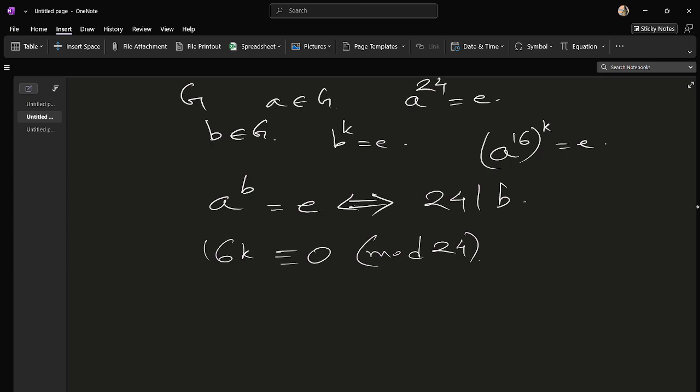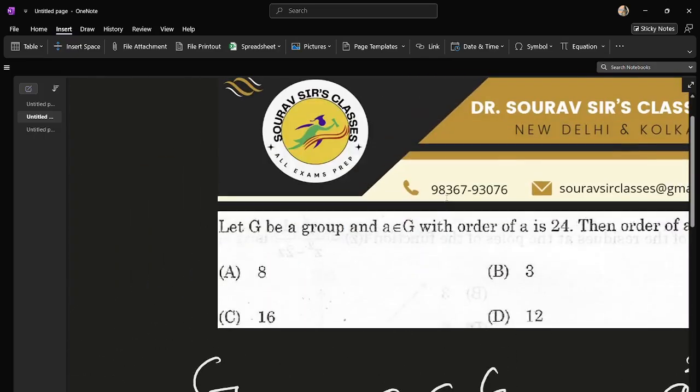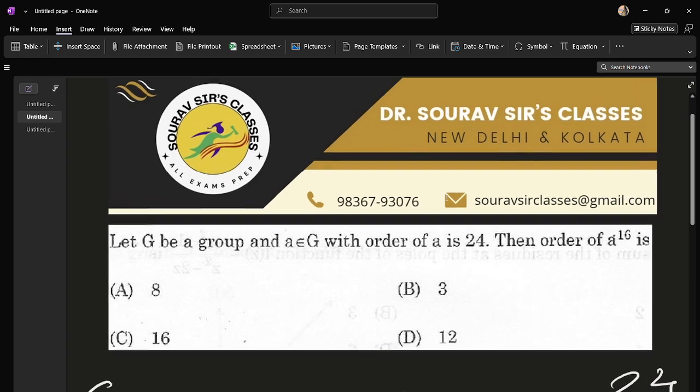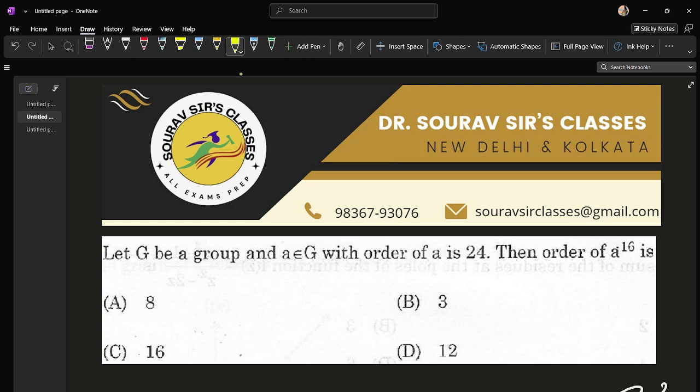So now we are going to find the smallest integer k. We compute the GCD of 16 and 24, which is equal to 8. We know that because 16 is 8 into 2 and 24 is 8 into 3. So the order of A to the power 16 will be 24 by GCD of 16 comma 24, that is equal to 24 by 8, which is equal to 3. Okay, so there are four options here. We know that our correct answer will be 3. So my correct answer is 3, and this is our option B.